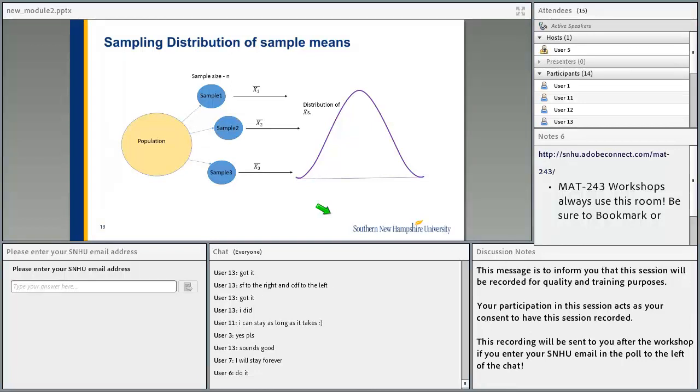I have a population, I take different samples from this population, and I calculate the mean of each sample. So imagine taking one sample, calculating the mean, plotting it. Taking another sample, calculating the mean, plotting it. You keep doing that many number of times. The resulting curve that you get is called the sampling distribution of sample means.